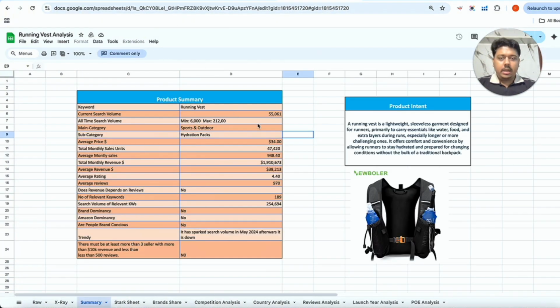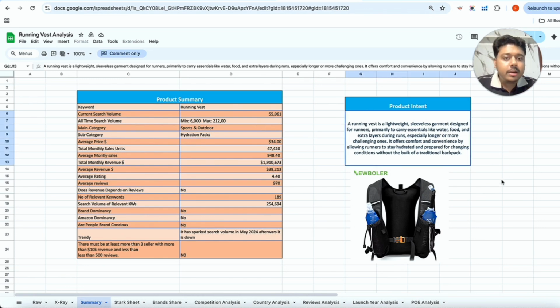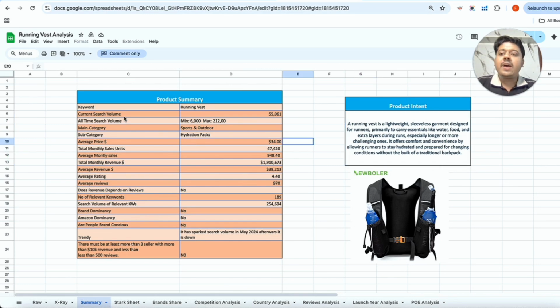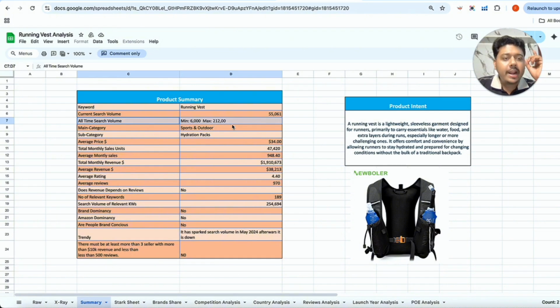But now there comes a running vest. A running vest is a lightweight sleeveless garment designed for runners, primarily to carry essentials like water, food, and extra layers during runs, especially longer or more challenging ones. If I see the current search volume of this product, it is around 55,000, but there is a problem. In all-time search volume, it went from 55,000 in a month to 6,000. The revenue dropped. So this is an inconsistency in this product, which I'm observing.